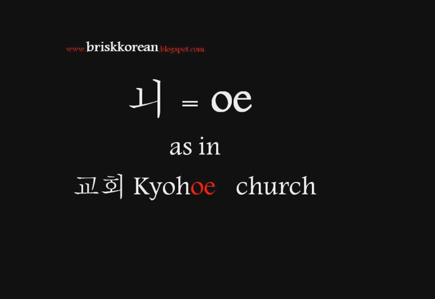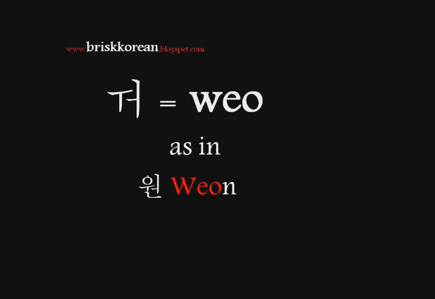Now, our next diphthong. Look at this. You have the O sound and the I sound. O and I. Can we guess what sound this makes? Oi. Okay, this makes the we sound. So we have gyohwe, meaning church.